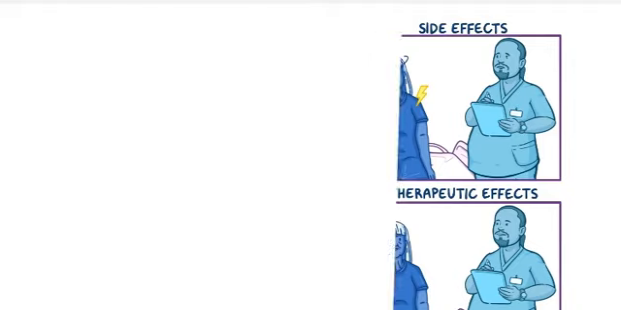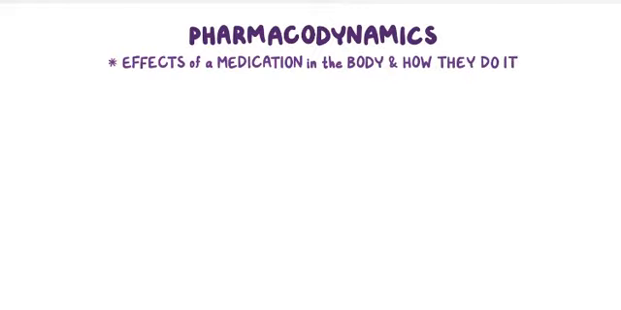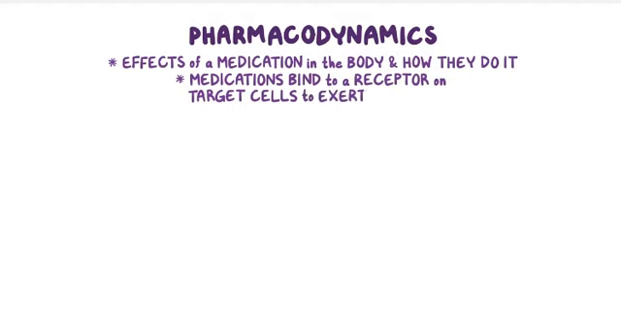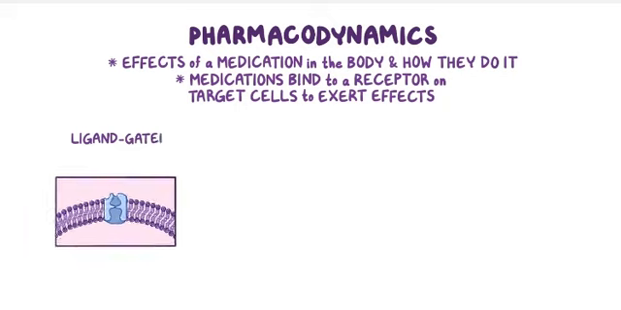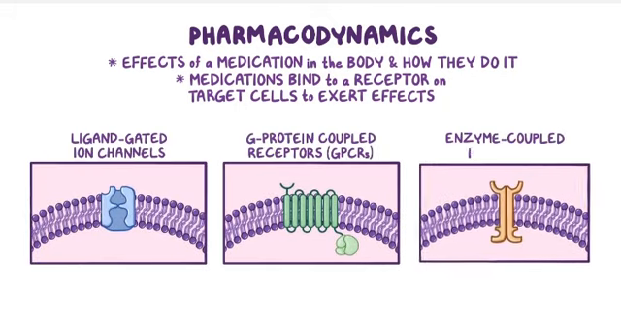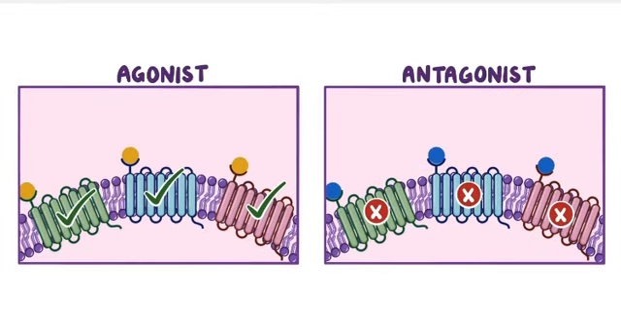Alright, as a quick recap, pharmacodynamics refers to the effects of a medication in the body and how they do it. Most medications bind to a receptor on their target cells in order to exert their effects, and the three main types of receptors include ligand-gated ion channels, G-protein-coupled receptors, and enzyme-coupled receptors. A medication can be categorized as an agonist or antagonist based on its effects on the receptor.